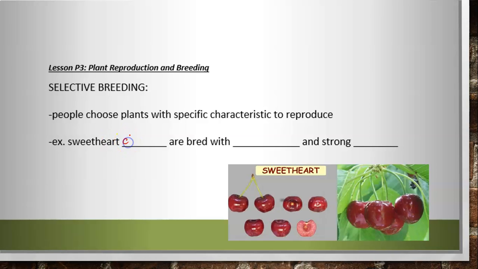And so, for example, sweetheart cherries are bred with split resistant skin and very strong stems. And this is a very common type of cherry to see in the marketplace. The strong stems mean that they will stay on the trees. They are not going to fall and rot. The split resistant skin, again, keeps them protected and makes it very good for harvesting.